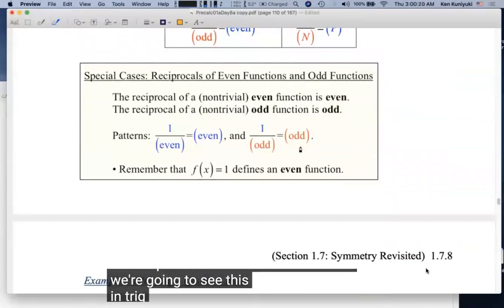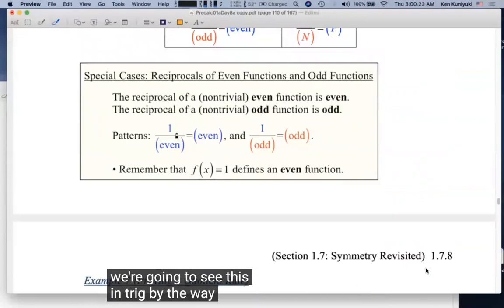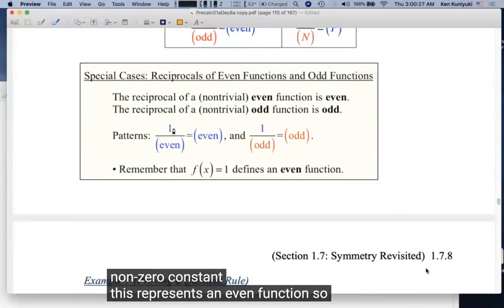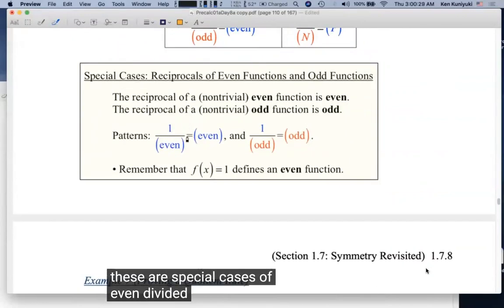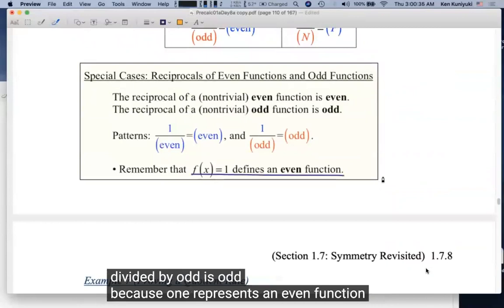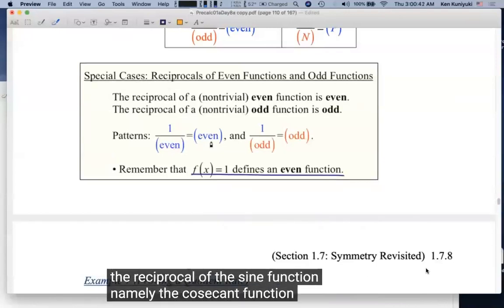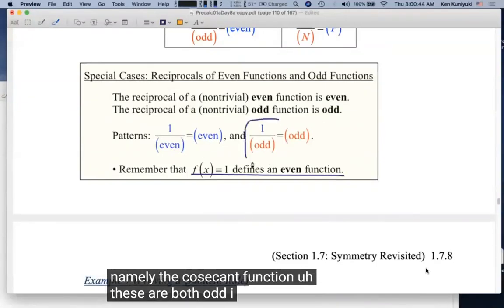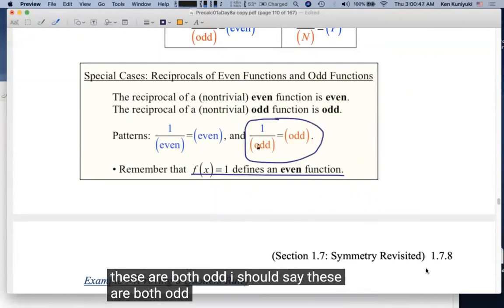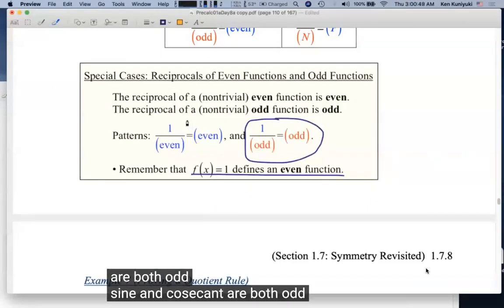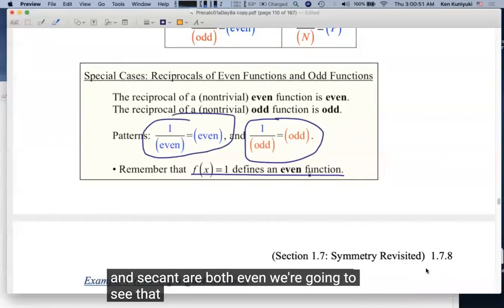We're going to see this in trig. By the way, 1, which is a non-zero constant, this represents an even function. So these are special cases of even divided by even is even, even divided by odd is odd, because 1 represents an even function. In trig, we're going to say that the reciprocal of the sine function, namely the cosecant function, these are both odd, I should say. Sine and cosecant are both odd. Cosine and secant are both even. We're going to see that in trig.